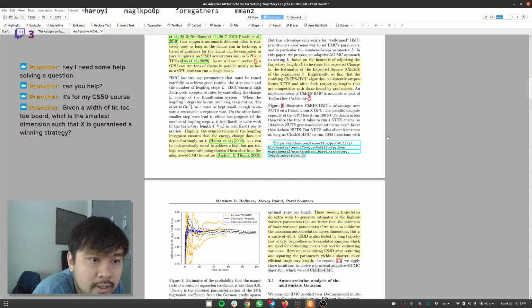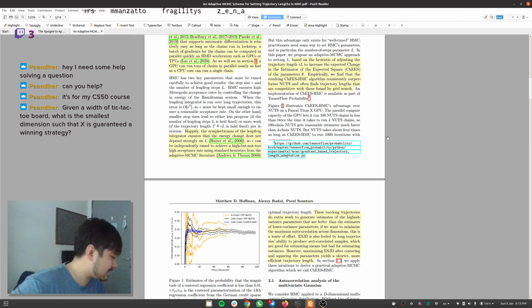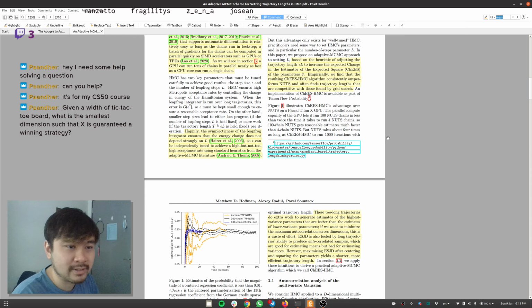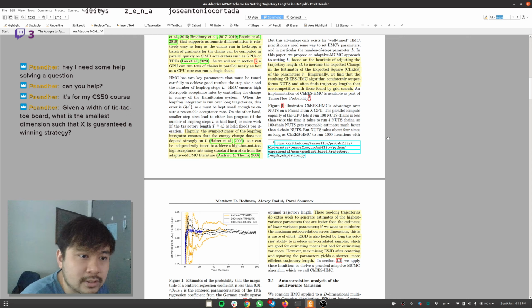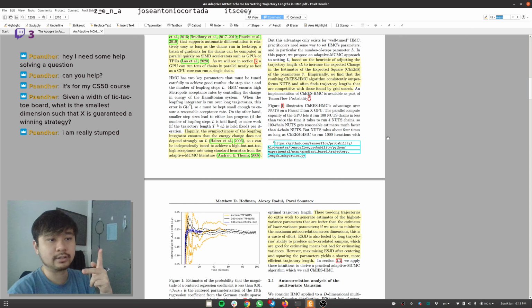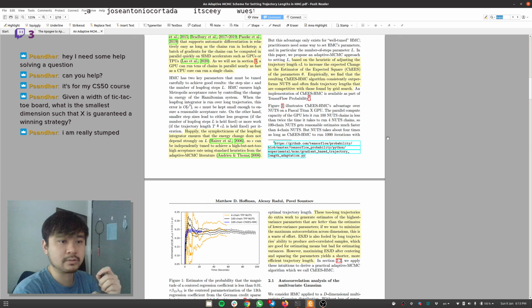Given the width of a tic-tac-toe board, what is the smallest dimension such that X is guaranteed a winning strategy? What? How is that a CS50 question? That sounds so mathematical. Hold up. Given the width of a tic-tac-toe board, the smallest dimension. Dimension, I'm guessing meaning the grid size. So dimension 4 meaning 4 by 4. Is that what you're saying?